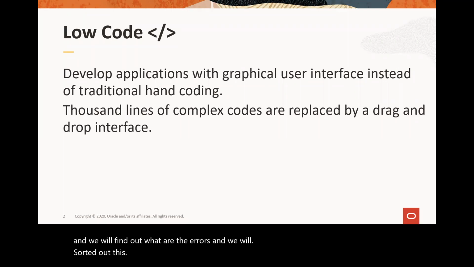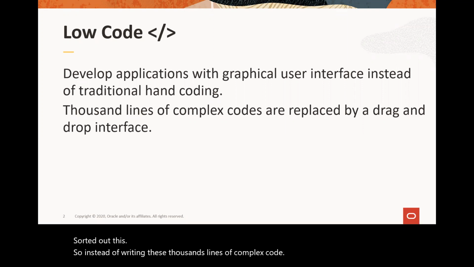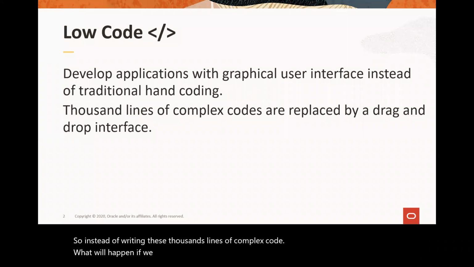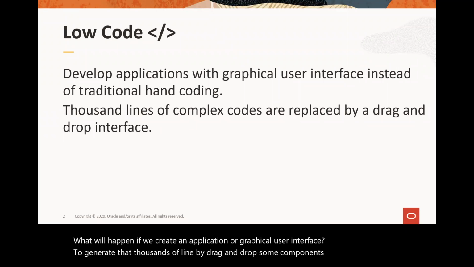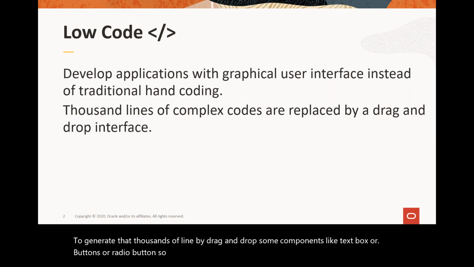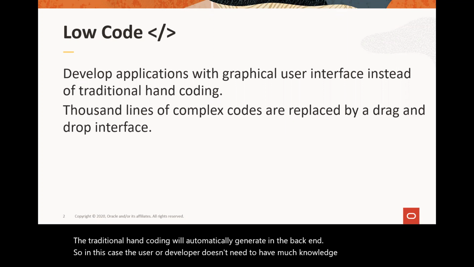Instead of writing these thousands of lines of complex code, what will happen if we create an application with a graphical user interface to generate those thousands of lines by dragging and dropping components like text boxes, buttons, or radio buttons? If we just drag and drop the components onto the interface, the traditional hand coding will be automatically generated in the backend. In this case, the user or developer doesn't need to have much knowledge about traditional coding.